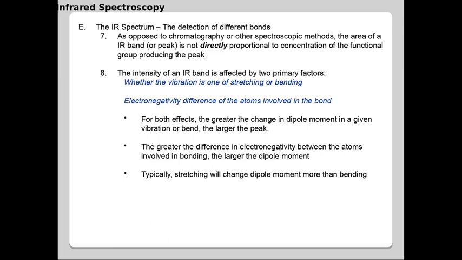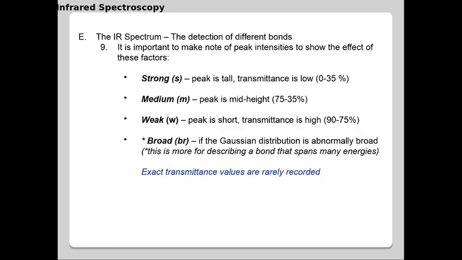Okay, so the lesser the electronegativity difference between the atoms that form the bond that vibrates, the lesser will be the intensity of the IR vibrational peaks. So that is a rule of thumb. And then you can classify peaks into three categories based on the intensity of these peaks.